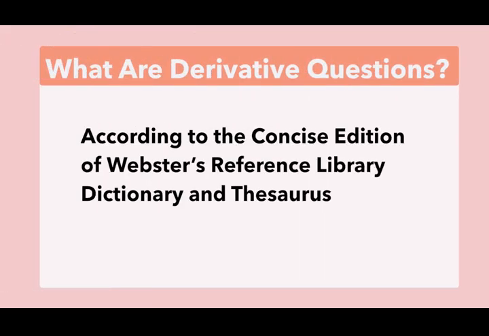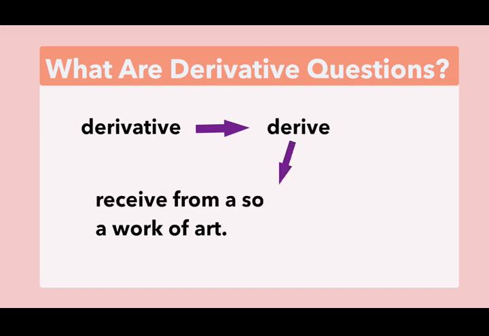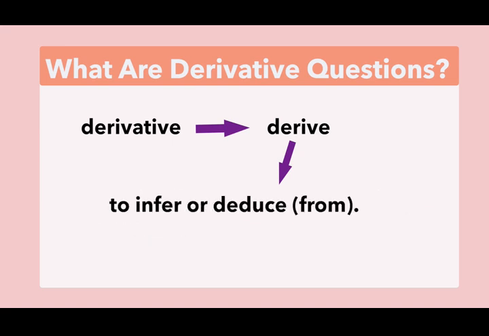What are derivative questions? According to the concise edition of Webster's Reference Library Dictionary and Thesaurus, the word derivative comes from the word derive, which means to take from another or receive from a source, especially a work of art. It also means to infer or deduce from.